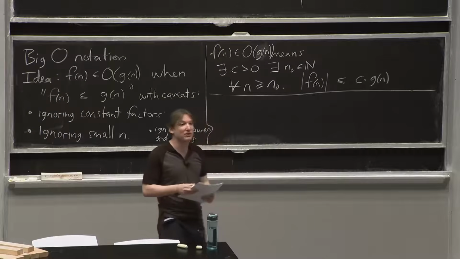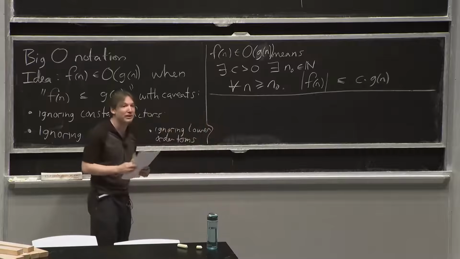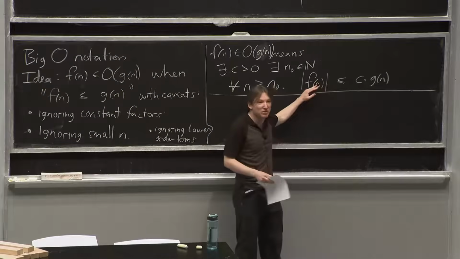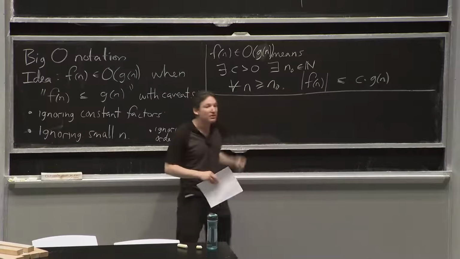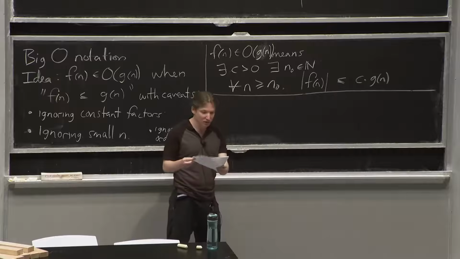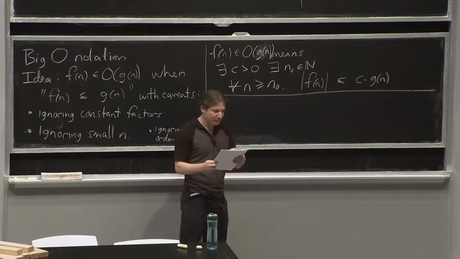Can the constant be between 0 and 1? Good question. Sure, why not? If you want to make g smaller and it's still bigger than f, go for it. No problems there. All right, let's do some examples. Hopefully some concrete examples will make this a bit clearer.